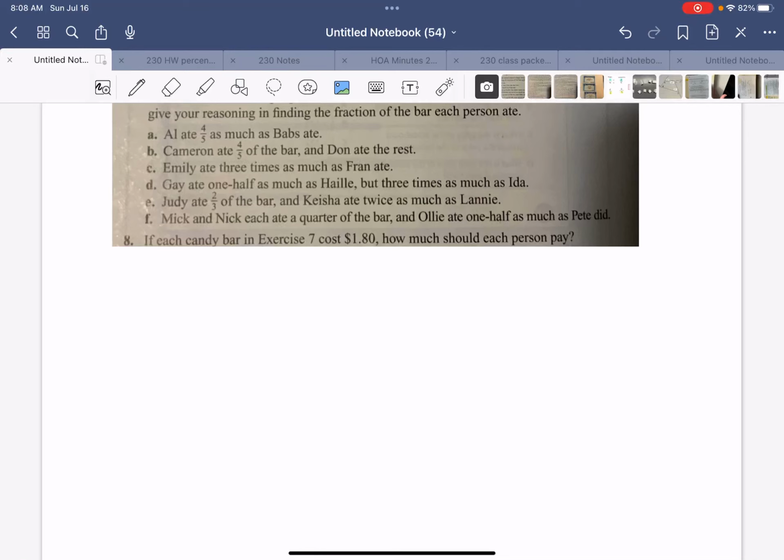Hi there. So, a couple of people had questions about the homework problems. So, I wanted to go over some tips with the chocolate bar problems. They can be a little tricky, particularly the last few. So, let me go ahead and do that for you.